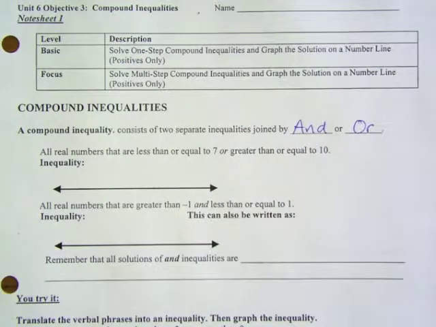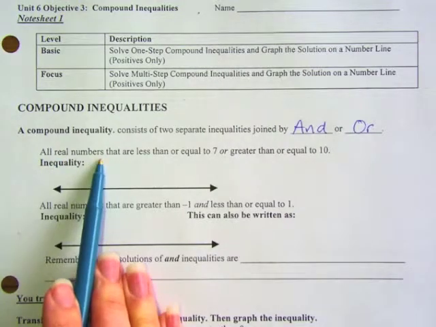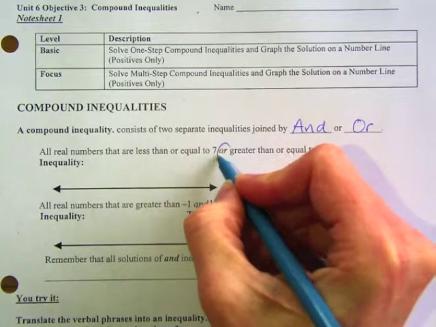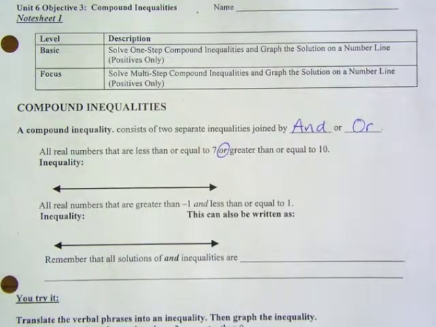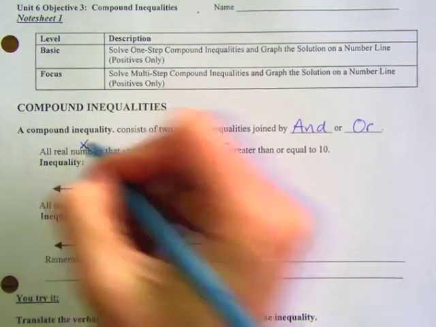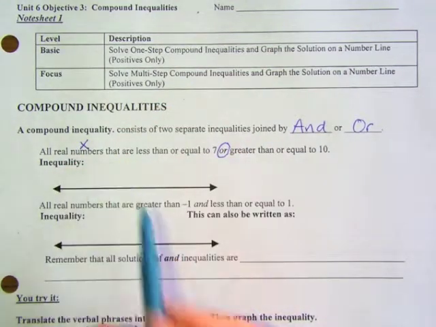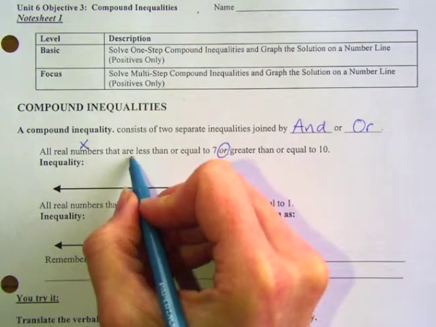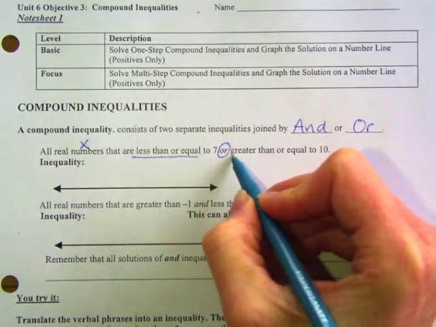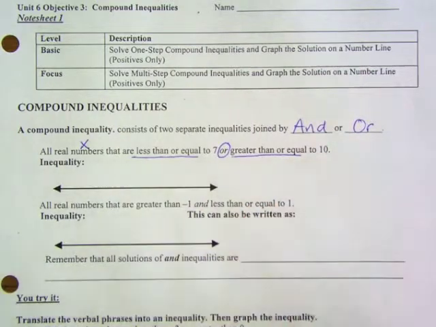So our first statement we're going to look at says, all real numbers that are less than or equal to 7, or, let's circle that or so we really know that that was the key word there, greater than or equal to 10. So reading that one more time, it talks about just generally all real numbers, so we're going to call that x, that are less than or equal to 7, or greater than or equal to 10. So we need to translate that inequality.